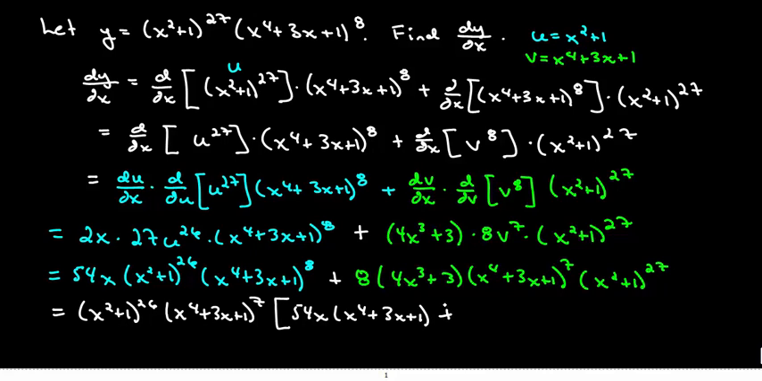And then back here, we've got an 8, a 4x to the 3rd plus 3, and an x squared plus 1, let's see here, to the 1st power. Okay, we can multiply this stuff together, and we can sit here and reduce until we're blue in the face. Okay, but this right here, this line is really what we're looking for.